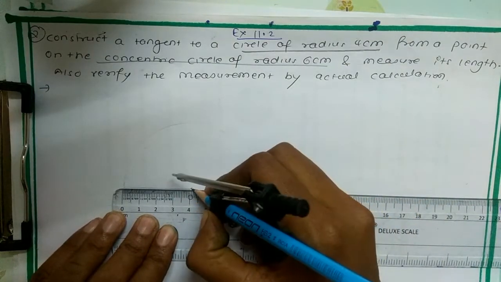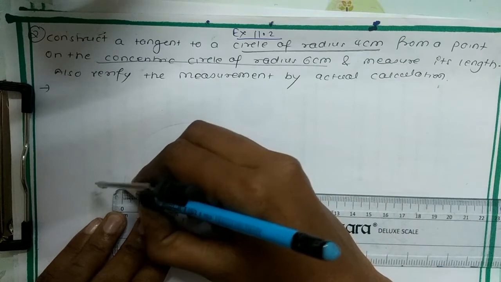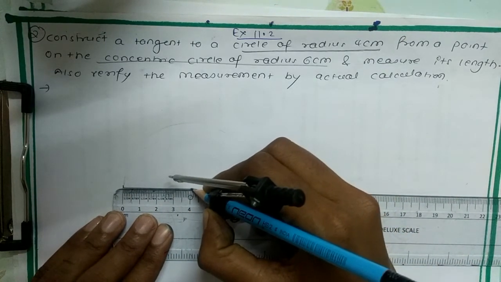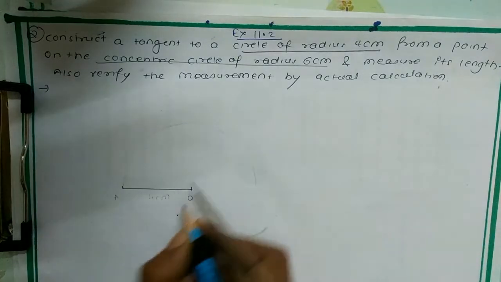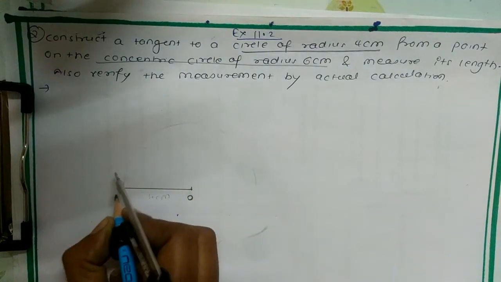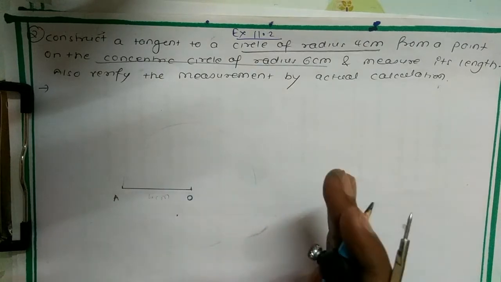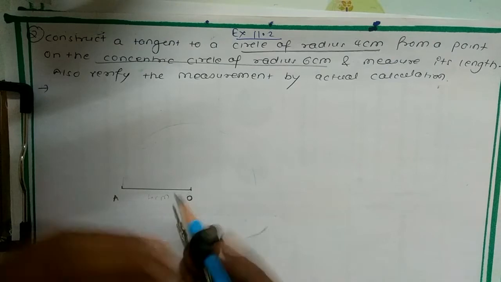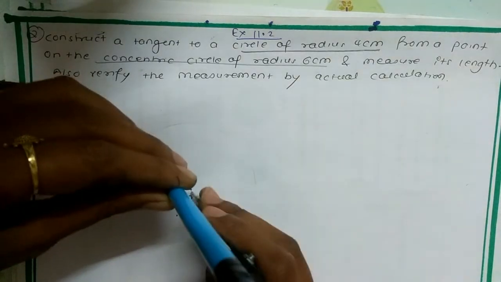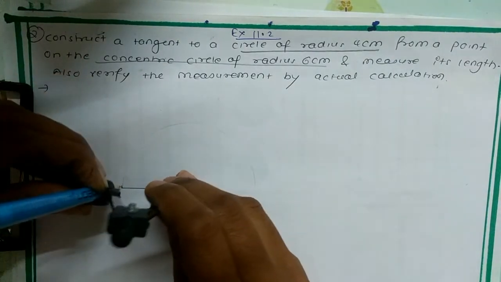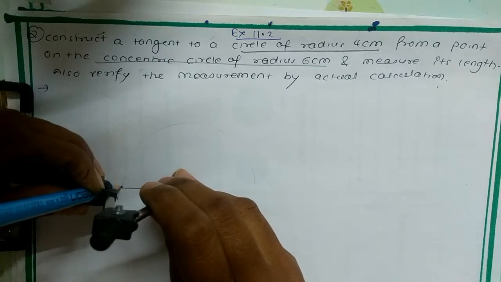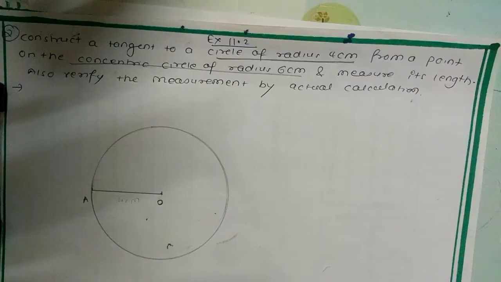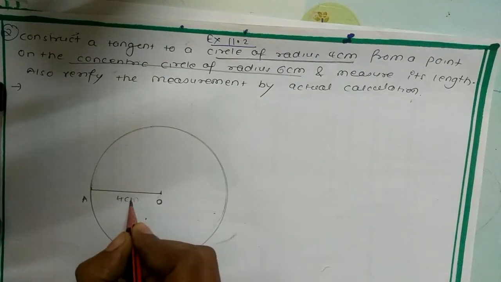So here I'll first draw the circle of radius 4 centimeter. I'll take O as the center, and because I'm going to draw a tangent on the right-hand side, keep the compass at O, with this as the radius, and draw a circle of 4 centimeter. So I have drawn the circle of radius 4 centimeter.